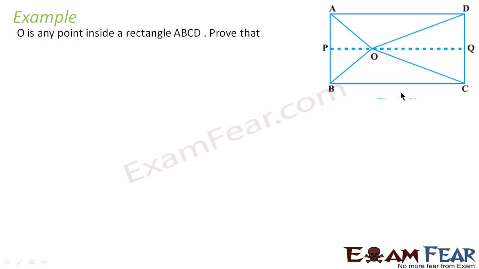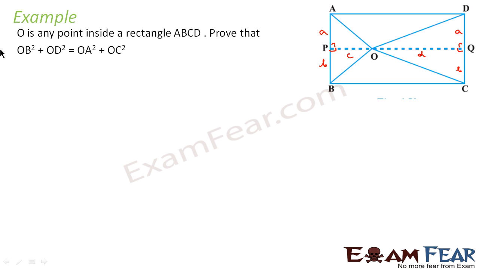O is any point inside the rectangle ABCD. We have to prove that OB square plus OD square is equal to OA square plus OC square. Very simple application of Pythagoras theorem. So let me assume that this is A, this is B, this length is C, this length is D, this length will also be equal to A, this will also be equal to B. Correct? Just draw a line here. O is any point, just draw a line. 90 degree, 90 degree, 90 degree, 90 degree.